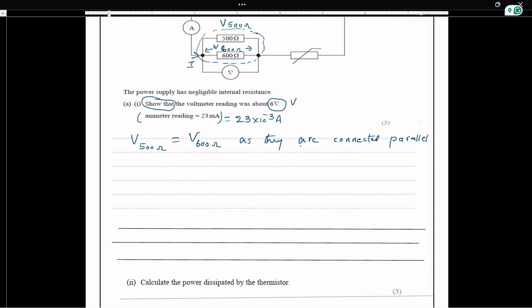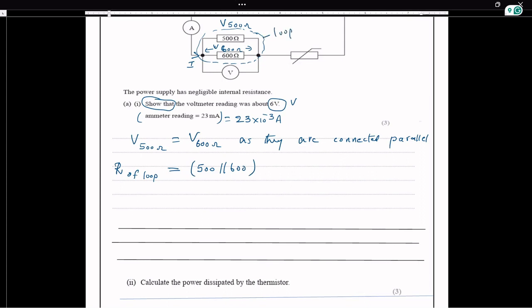Okay, so we know the current and we know the resistance. If you know the resistance, we can calculate the voltmeter reading. So let us calculate the resistance of the two parallel loop. Resistance of loop. That means it is 500 parallel 600. They are connected in parallel. This is the loop. So what I have written here, this is the loop.